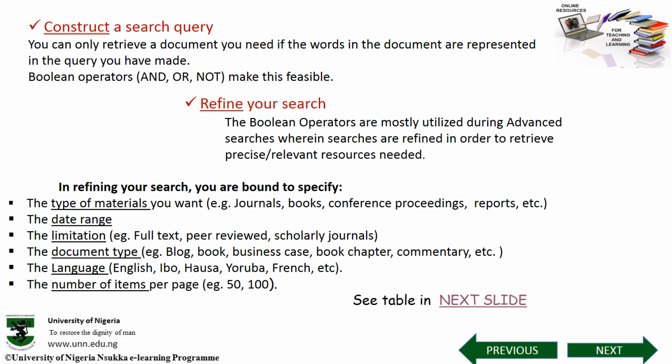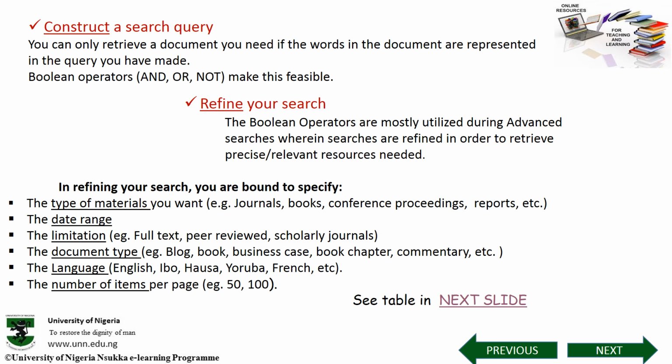The third step in the web research process is to construct a search query. You can only retrieve a document you need if the words in the document are represented in the query you have made. This is made feasible by the Boolean operators. We're going to see that later. Now, the fourth step in the web research process is to refine your search. The Boolean operators are mostly utilized during advanced searches wherein searches are refined in order to retrieve precise or relevant resources needed.